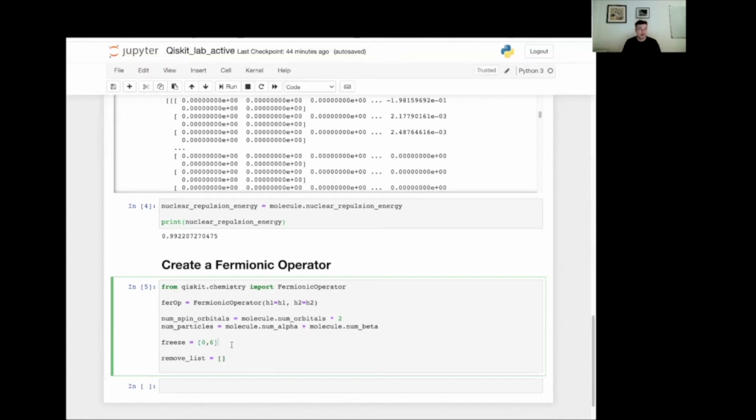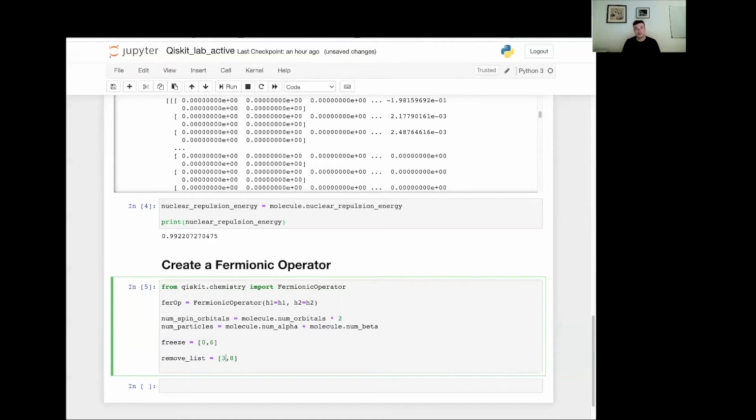But now we have to be careful, because if you want to do first a freezing operation and then a removal of orbital operation, the actual indices that we want to remove have to be scaled by the orbitals that we froze first. So we should put here orbitals number 4 and 10, but actually what it comes down to is that we're going to remove orbitals 3 and 8.